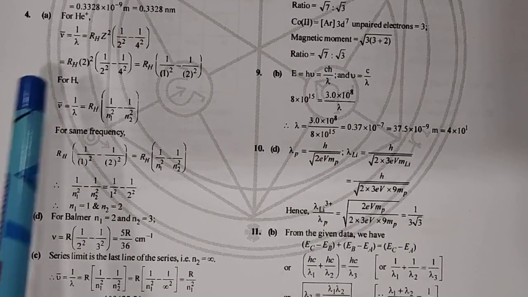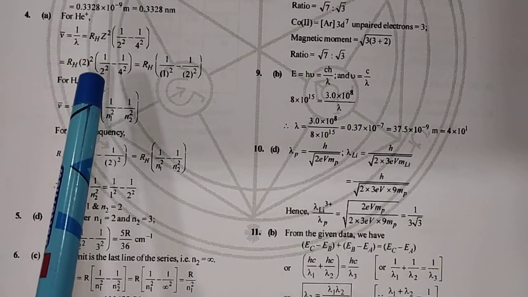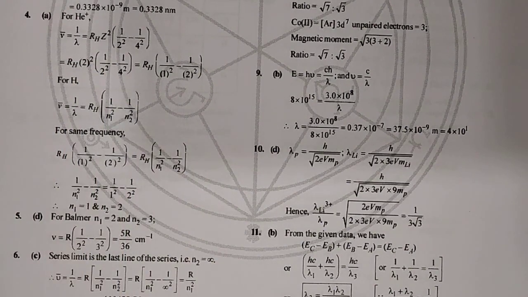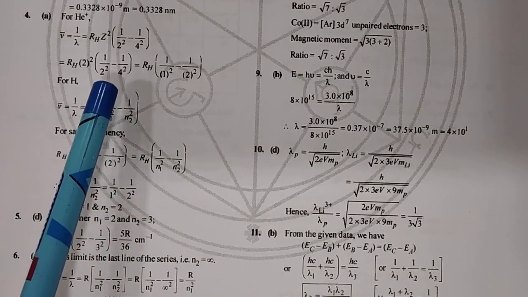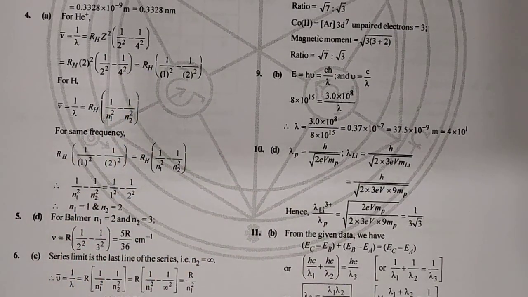So our standard equation nu bar is equal to 1 upon lambda, that is Rydberg's constant Z square into 1 upon n1 square minus 1 upon n2 square. So RH 2 square, why? Because He के लिए Z हो जाएगा 2, 1 upon 2 square minus 1 upon 4 square is equal to RH 1 upon 1 square minus 1 upon 2 square. For hydrogen, nu bar is equal to 1 upon lambda, RH into 1 upon n1 square minus 1 upon n2 square. सिंप्लीफाई दिस, दोनों को कंपेयर कर लीजिए. दोनों को कंपेयर करने से n1 and n2 पता चल जाएगा. n1 is equal to 1, n2 is equal to 2.